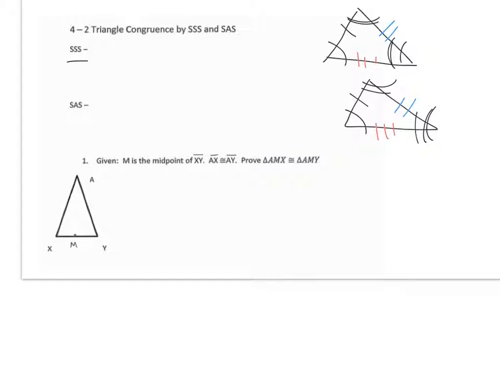So if we know that three sides of one triangle are congruent to three sides of another, that's called side, side, side.